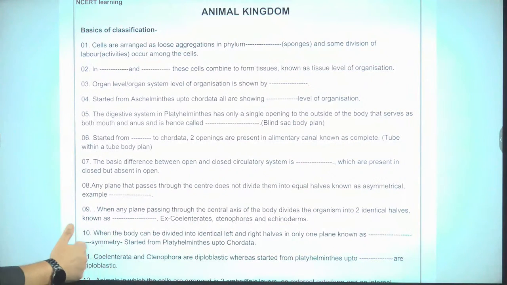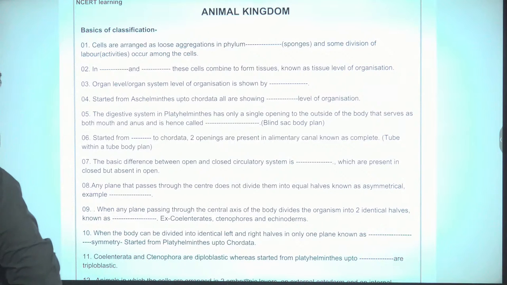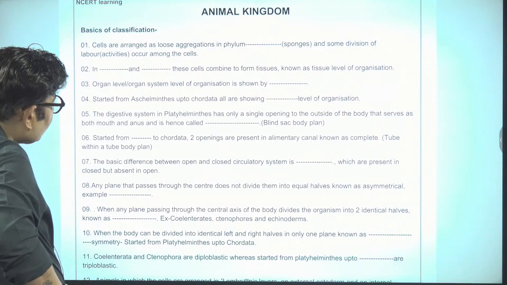Cells are arranged as loose aggregation in phylum Porifera, and some division of labor activities occur among the cells. In dash and dash, these cells combine to form tissues, known as tissue level of organization. In which phylum? Cnidaria and Ctenophora.